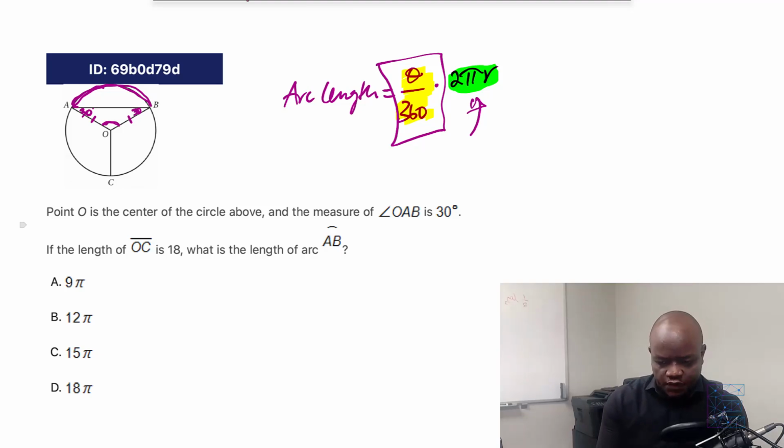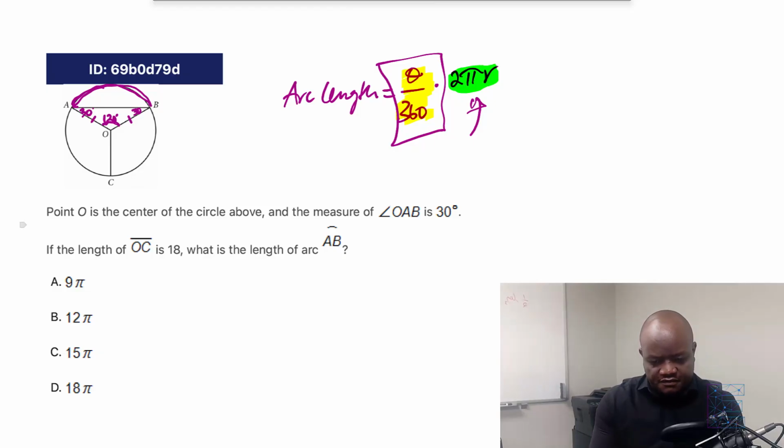Now in the triangle OAB, we know the measure of the central angle has to be 180 minus 60. So that means this angle here is 120 degrees. That's the theta, that's the angle that we needed for that. So let's go ahead and plug that into our equation.